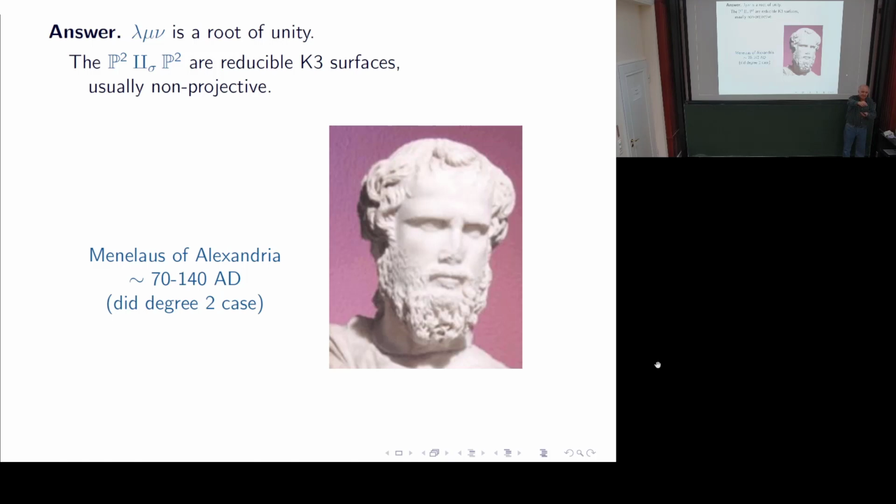Now, what does the theorem of Menelaus say? The theorem that Menelaus proved is, of course, some high school geometry: if you have a triangle and you take a third line, then you get various ratios, and the product of the ratios is 1 if you have a line. That's exactly the degree 2 case, when this product is exactly 1.